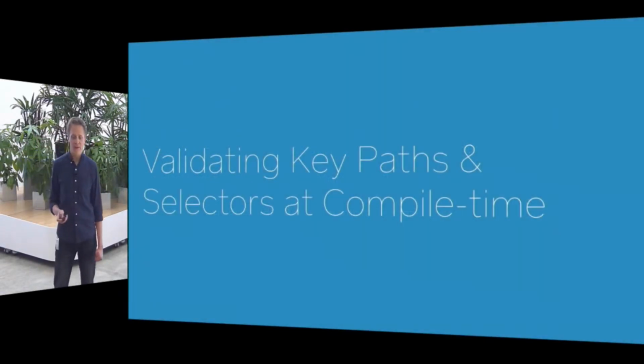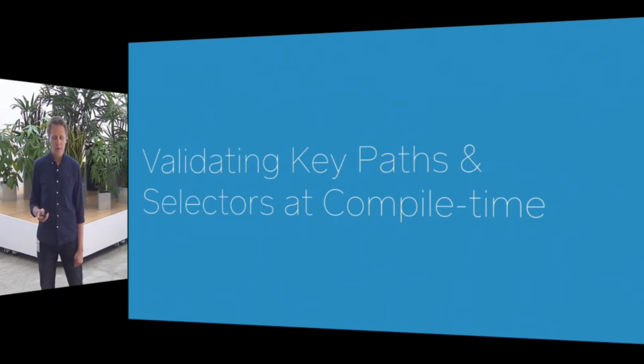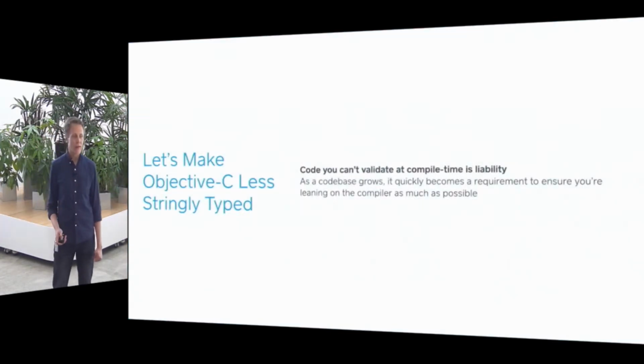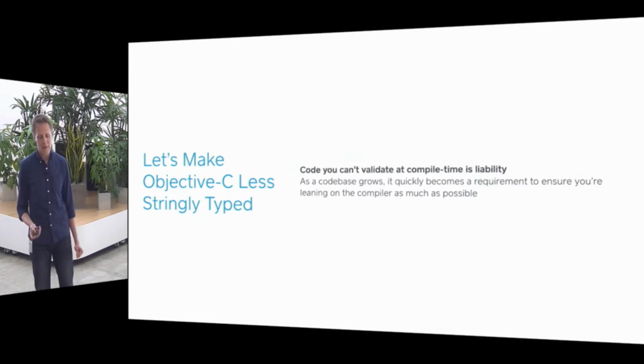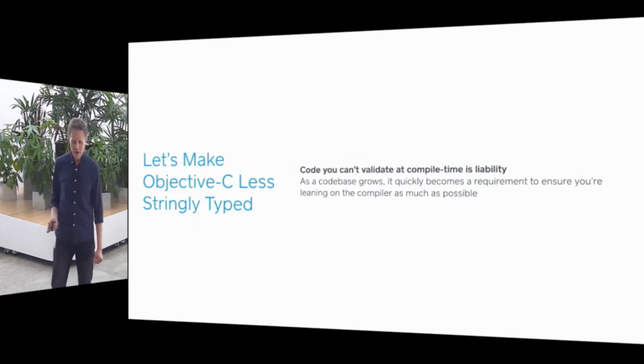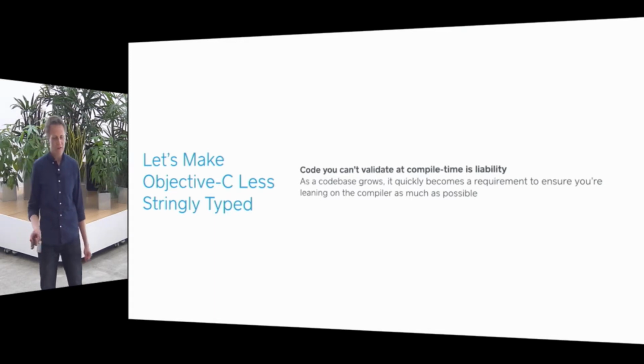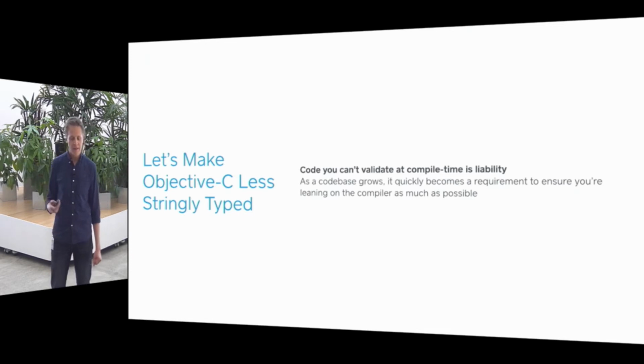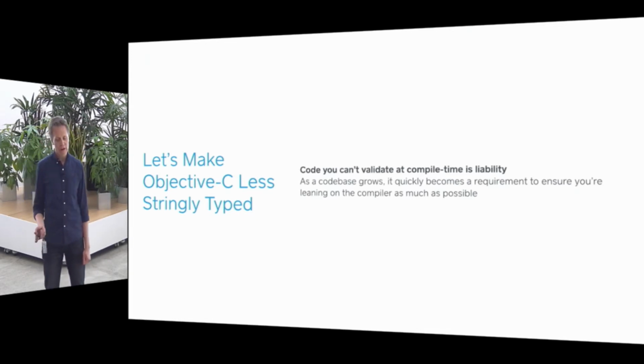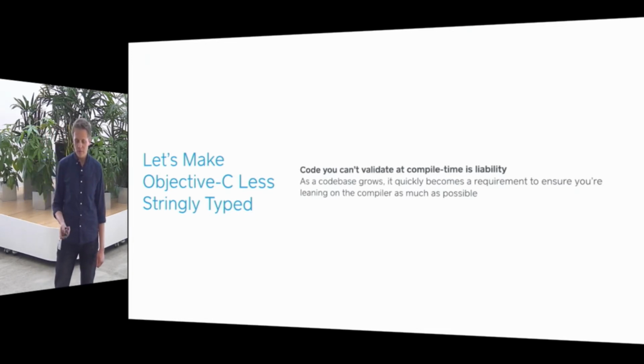First thing I want to talk about is validating key paths and selectors at compile time. So why do you want to do this? Well, any code you can't validate at compile time is a liability. As the code base grows, it becomes very important that you lean on the compiler as much as possible. A single mistyped key path or selector can crash your app when it's in the hands of a customer, and that's not something you want. Wouldn't it be really great if we could validate these at compile time?